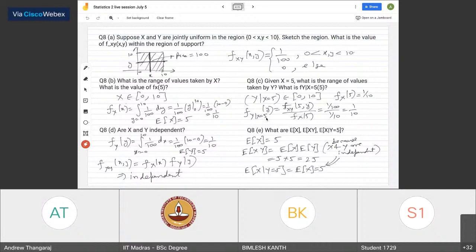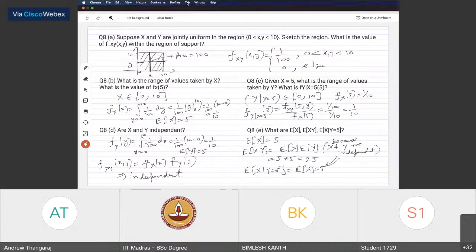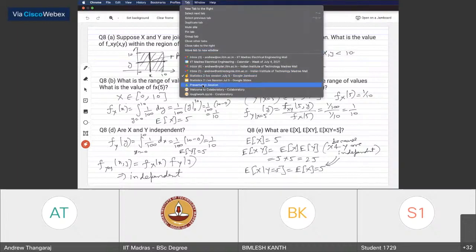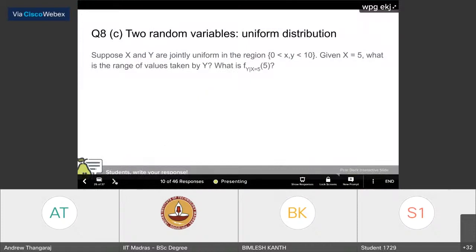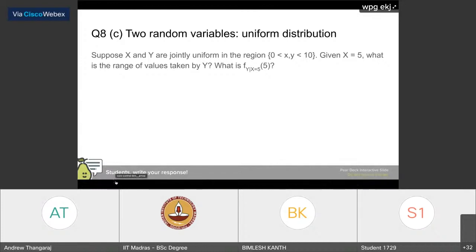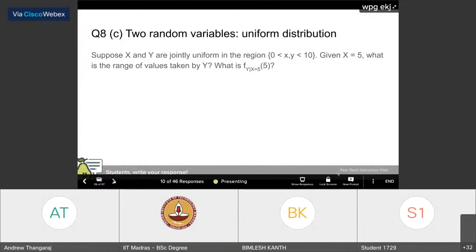So y given x equals 5 is fxy of 5 comma y divided by fx of 5. What is the joint PDF value? It's always 1 by 100, divided by the marginal PDF, which is 1 by 10. So you get 1 by 10. It's easy enough, right? In this case it's quite simple, and in some cases it can be a little more complicated. Like I said, this course doesn't emphasize too much on these things, but it is good to have the basic idea in some sense.